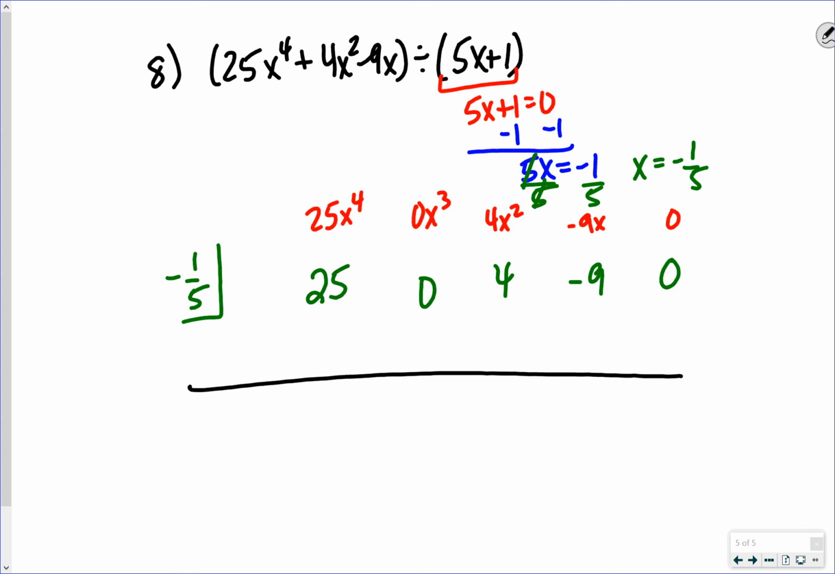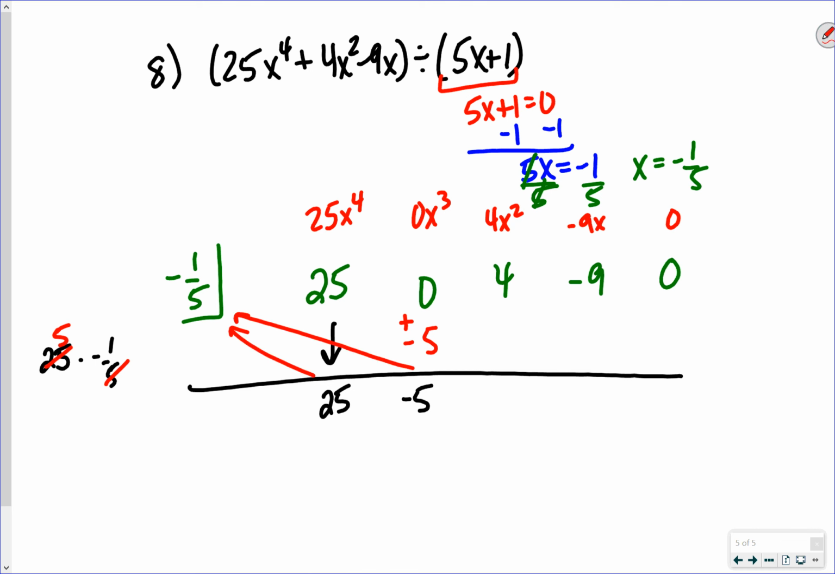I'm going to start by bringing down this 25. 25 times negative 1/5. 5 goes into 25 5 times. I have a negative 5. Add straight down. Negative 5 plus 0 is negative 5. Do it again. Negative 5 times negative 1/5 is a positive 1. Put it underneath the 4, add straight down. 1 plus 4 is 5.